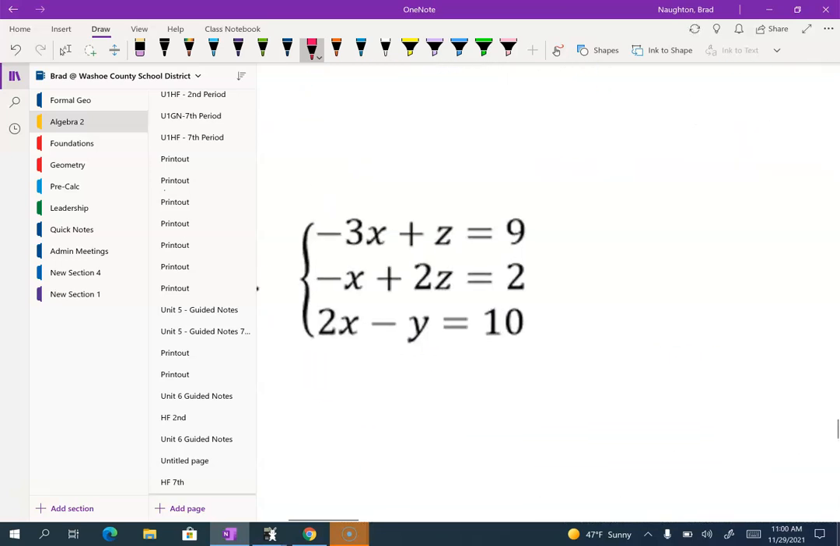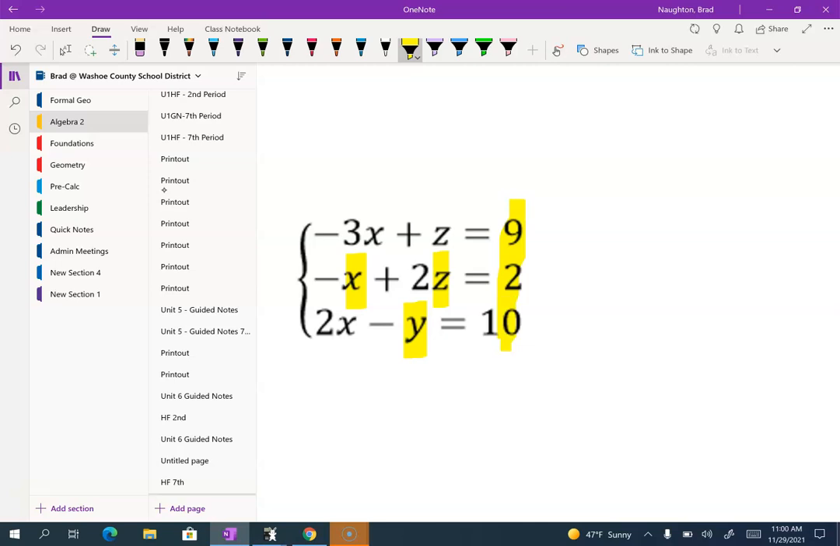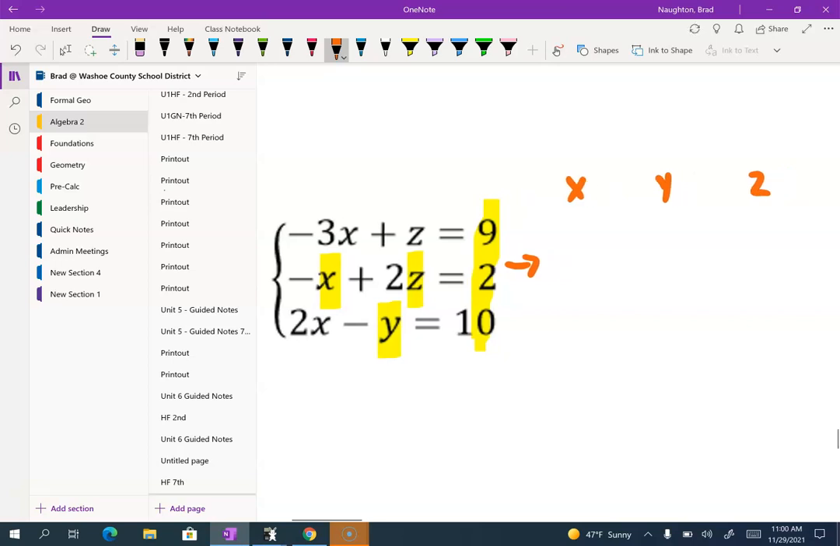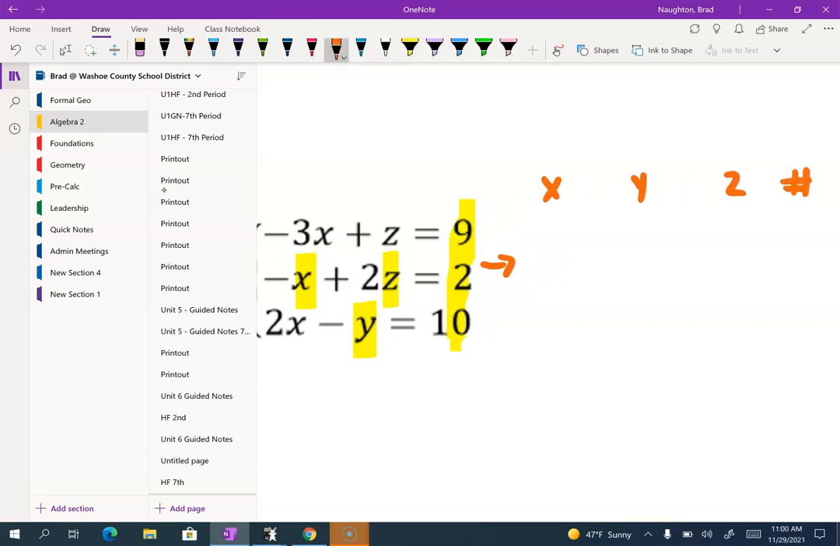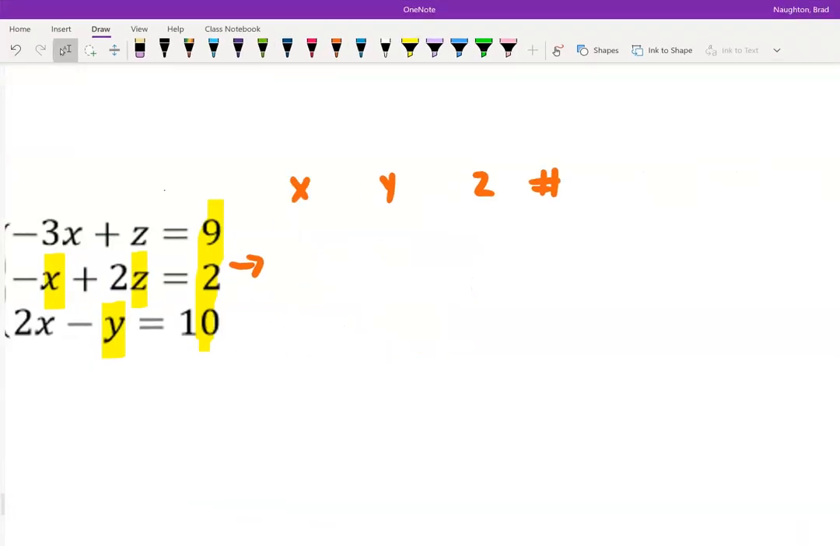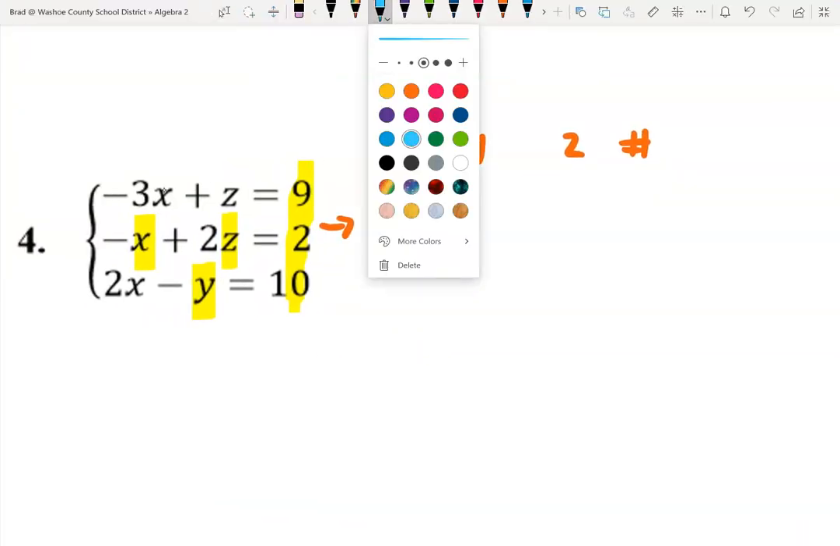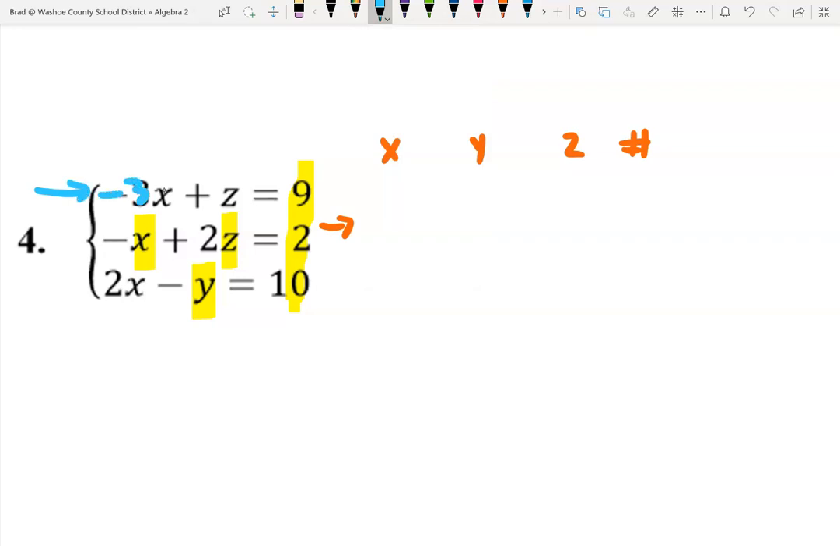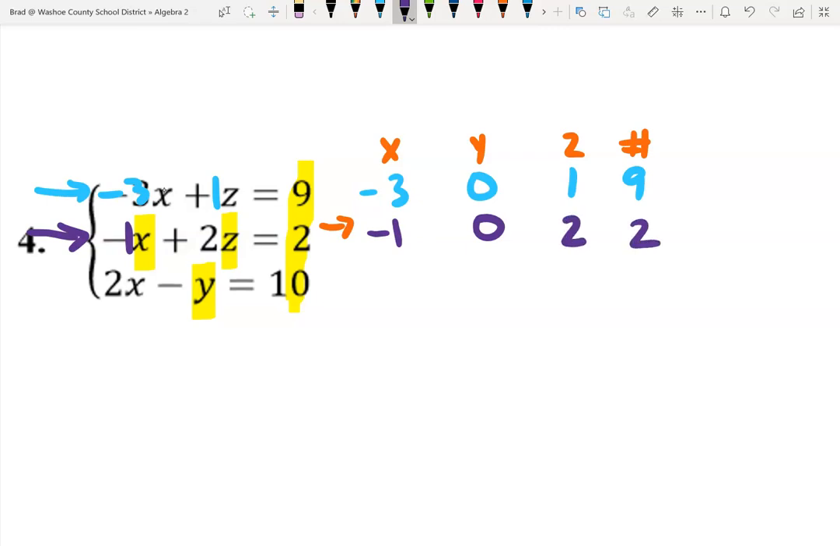Now, oh my goodness gracious, I got x's, so let's check this out. I got an x, I got a y, and a z, and some numbers. So that's how I'm going to orient this: x, y, z, and then numbers. So in our first one here, friends, on this top one, I have a -3 for x, but there's 0 y's, then a 1 z, and then it equals 9. On the second one, I have a -1 for x, again a 0 y because there's no y's, and then a 2 for my z, and it equals 2.